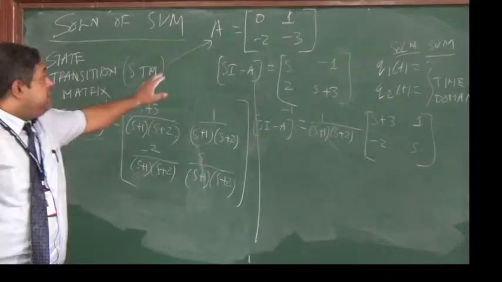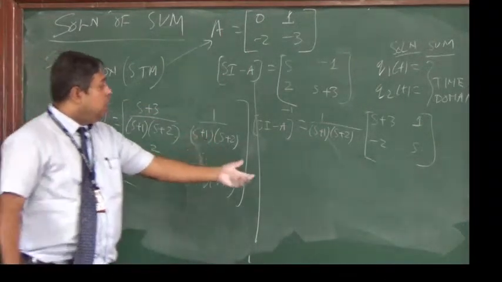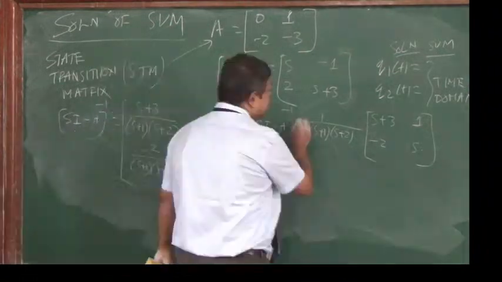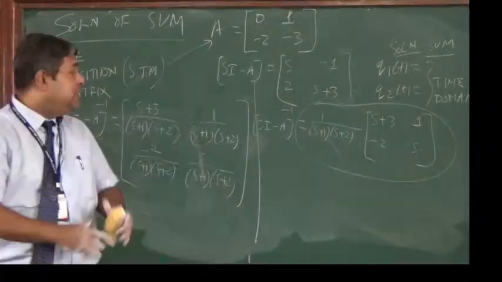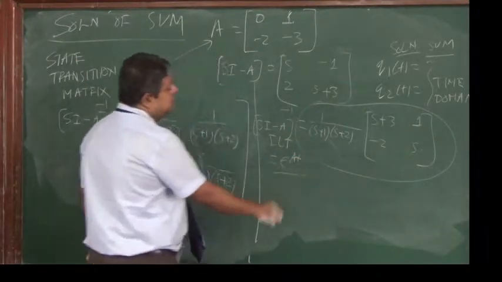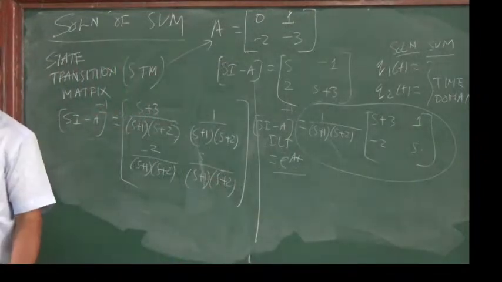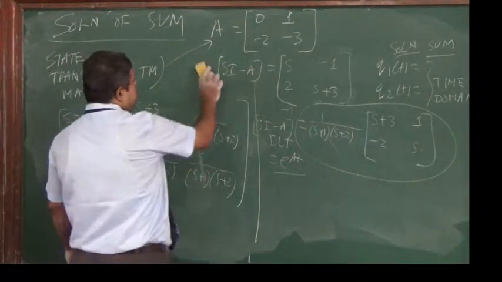A matrix is given, sI minus A we have found, sI minus A inverse we have found. Once we have found sI minus A inverse, this whole factor has to be taken into the time domain. The inverse Laplace of sI minus A inverse is the state transition matrix, or e raised to At, which is capturing the dynamics of variable change with respect to time.